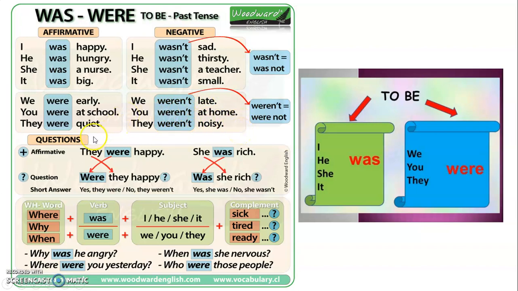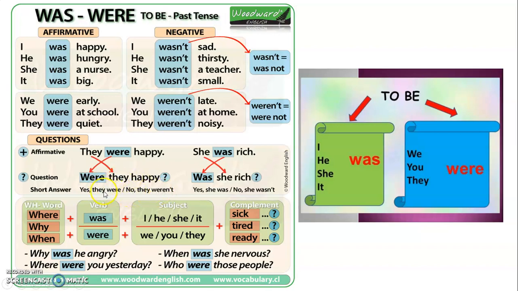So now let's move to the yes-no questions. To make a yes-no question, first let's look at the positive sentence. They were happy. How can I turn it into a question? Well, it's very easy. I just need to swap the word order. So they were happy becomes were they happy. Were they happy? Yes, they were. No, they weren't.